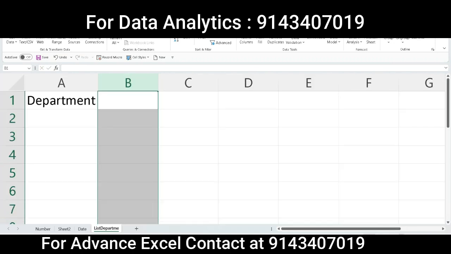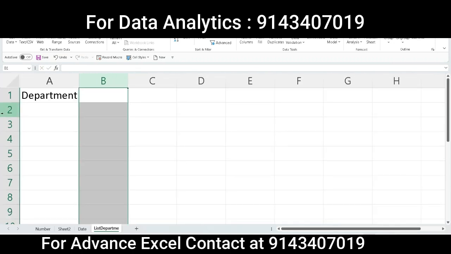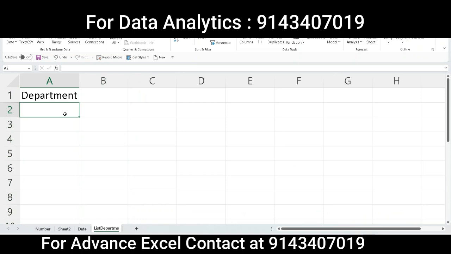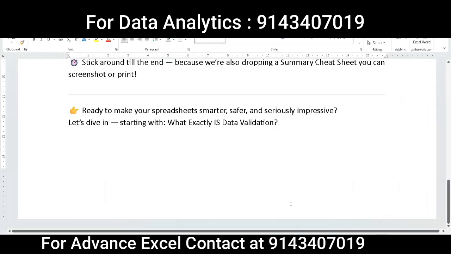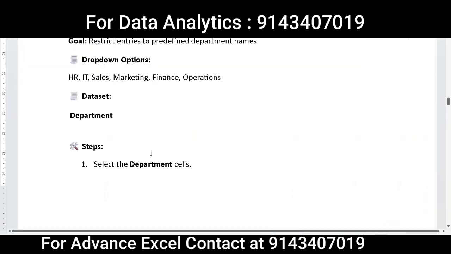Okay, you can see I'm writing departments. Now that department should be within these five, within this: HR, IT, sales, marketing, finance, operations.